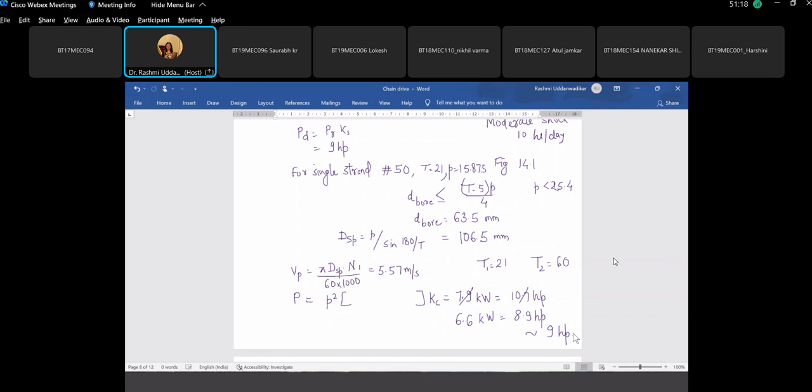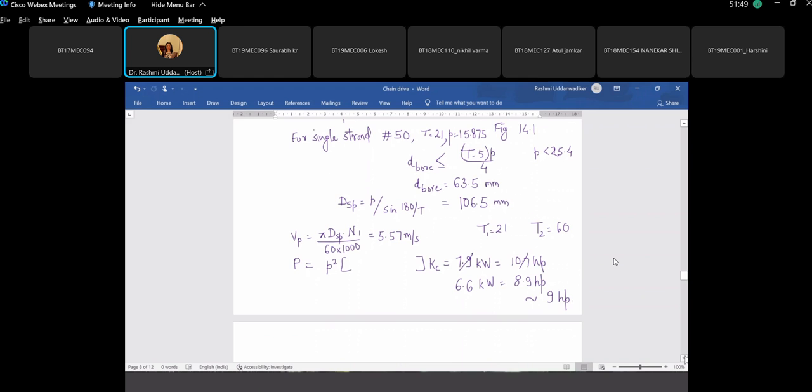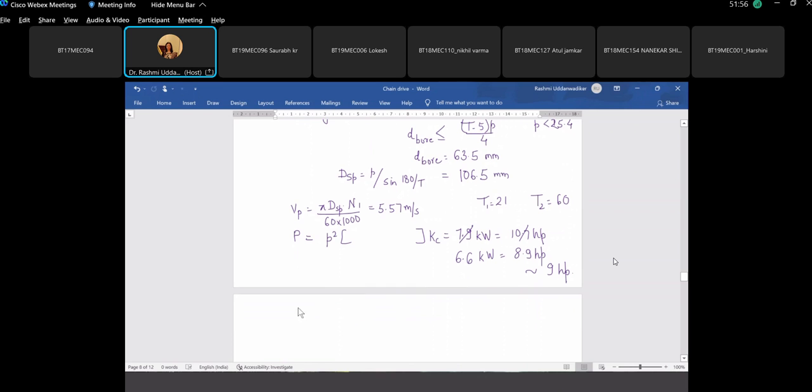Otherwise you will have to increase the pitch. Increasing the pitch means you have to go for the higher chain, that is #60. If you go for #60, then the pitch increases from 15.875 to 19.05, and with this much increase in the pitch, this power will increase from 9 to maybe 13, 14 or 15 HP, which will be too strong, and this is just enough. Although not very safe, but this is just enough. And we will also check this for the bearing pressure before selecting the next pitch. Okay, so this 6.6 is correct, which is a little less than 9 HP.